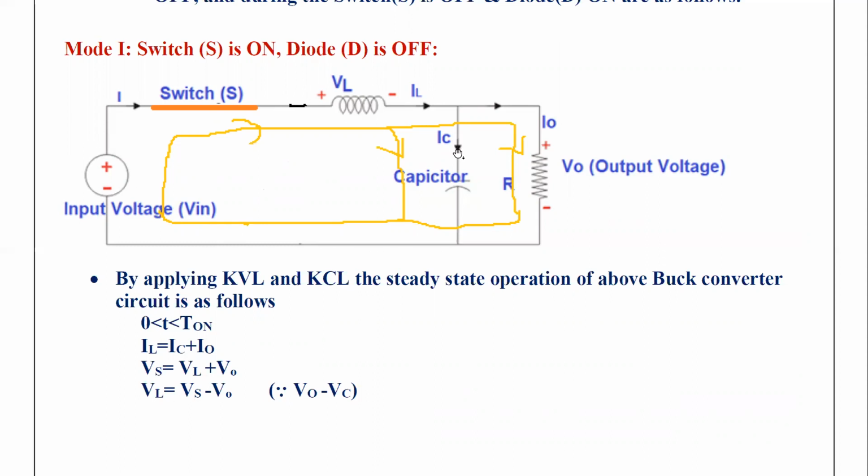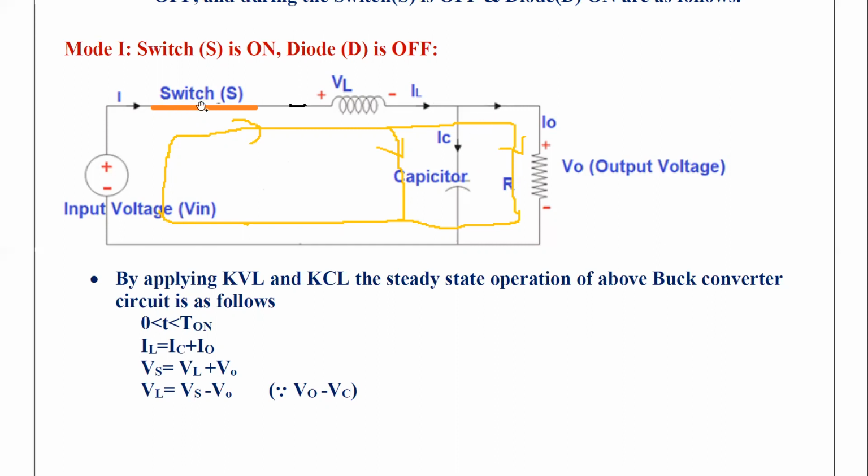Some part of the current will be flowing through the capacitor, and another part of the current is flowing through the resistance or load. Then again it comes back to the source. So there exists a loop here. Like this, the current will be flowing through the circuit. If you are applying KCL at this node, entering current is equal to leaving current.